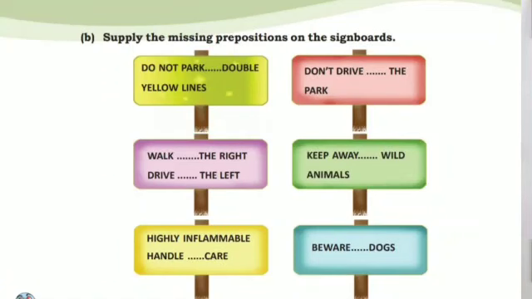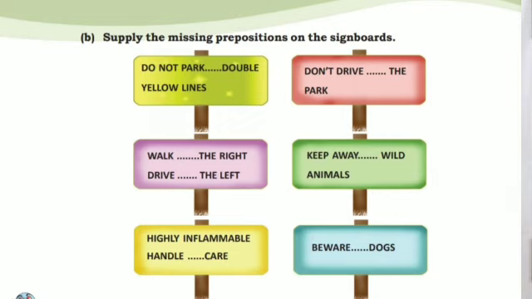Now you want to take your textbook, activity B in 14. Supply the missing preposition on the signboard. Some signboards are given there, but some prepositions are missing from them. Do not park dash double yellow lines. Do not park on. We can use the preposition on there. Don't park on double yellow lines.